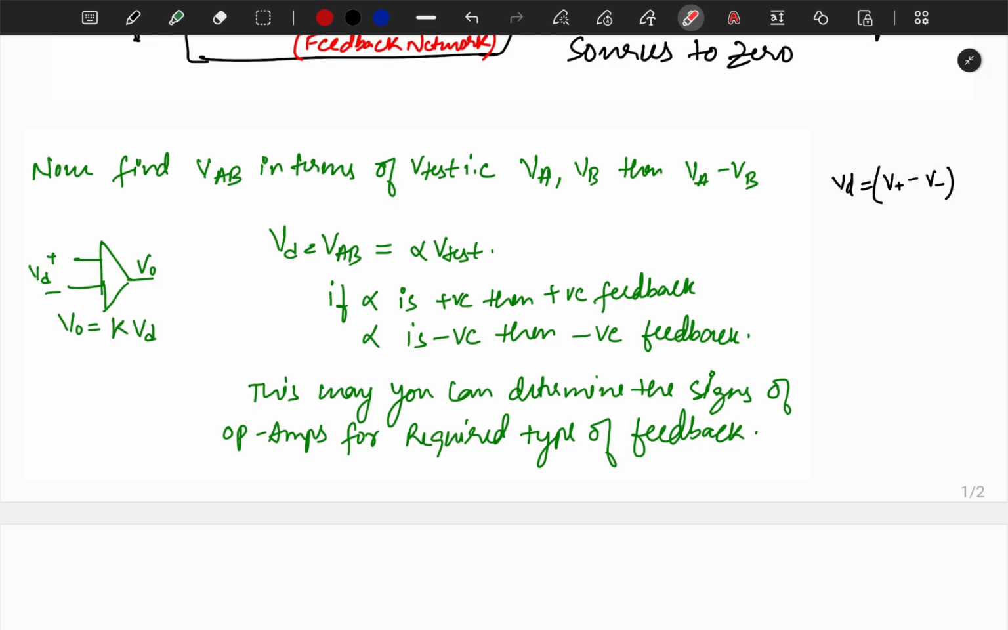This is a generalized mathematical way. In a subsequent video we will learn it deeply with an example, and also try both positive and negative feedback cases, and see how the working of the op amp is affected when it is connected in positive feedback or negative feedback. Thank you.